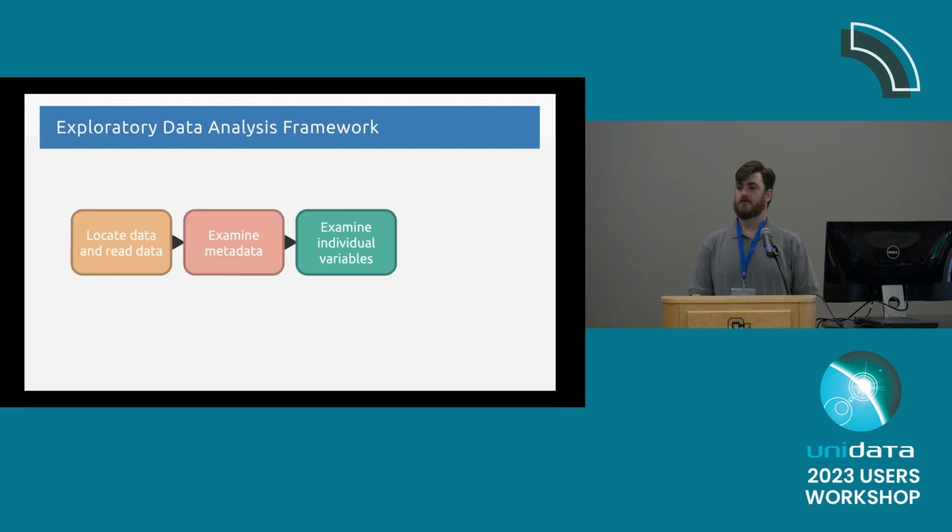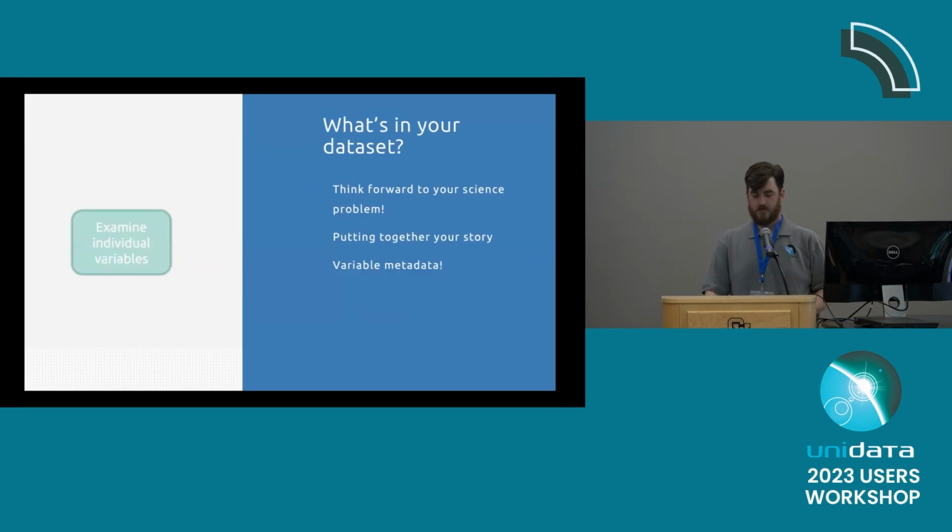So the third step from here, depending on the data you're working with, will be to examine the individual pieces, the individual variables, the individual scientific information contained within your data. So what is in your data set? Think forward to the science problem you want to solve. We're not there yet, but with the task you set out to tackle, with the thing you wanted to communicate to your audience, think forward and identify what pieces of information do I need to get there? What do I need to be inputs in my calculations? What do I need to show on a map? What do I need to communicate to people?